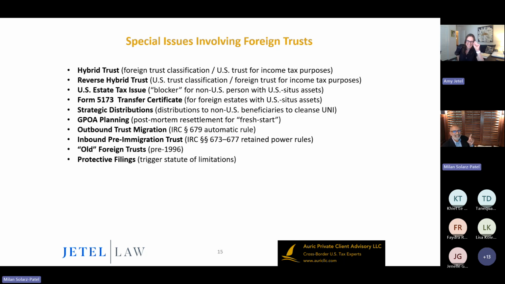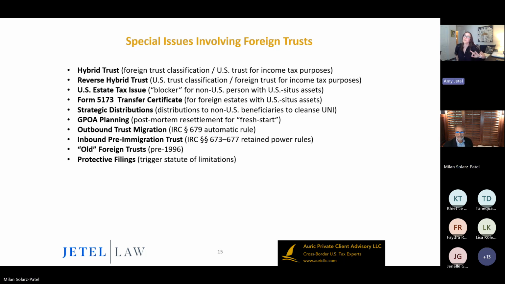So the concept though is great, because what happens with this reverse hybrid trust is that you have a trust in the U.S. with a U.S. trustee, under U.S. law, but yet it has foreign classification. So you can have all of that, but yet get that nirvana, that heaven of the taxation world. And that's the beauty of it.